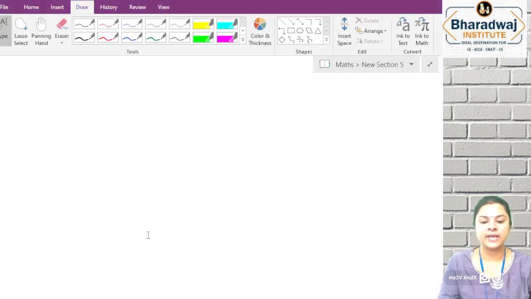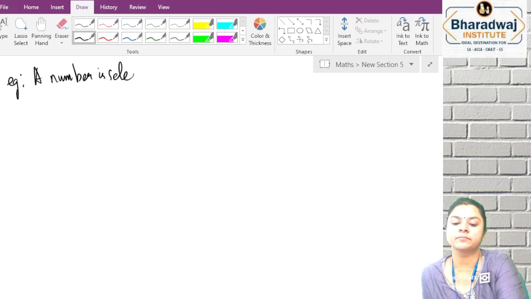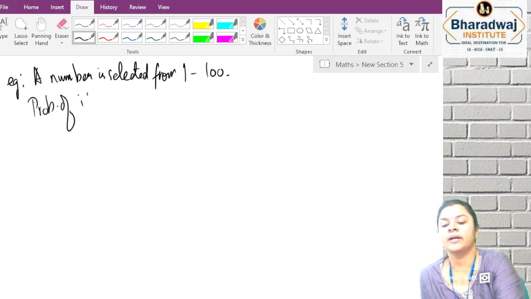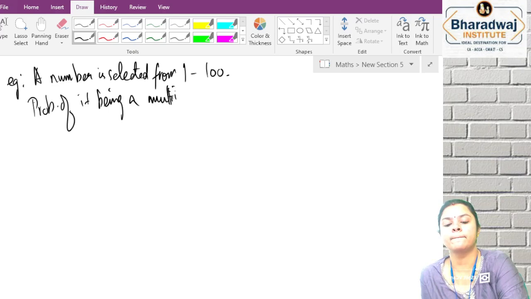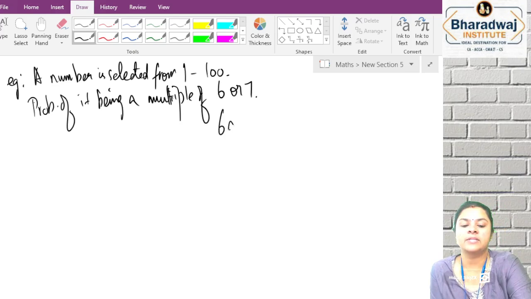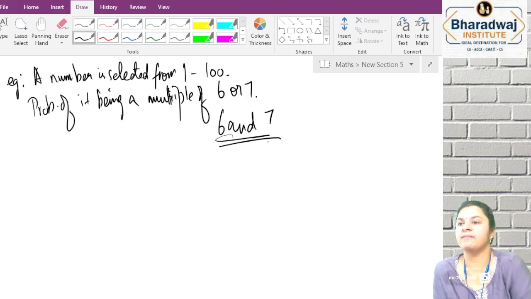Example to start with, you can say a number is selected from 1 to 100. What is the probability of it being a multiple of 6 or 7? Now let's look at both 6 and 7. If I say 6 and 7, it should be a multiple of both 6 and 7.